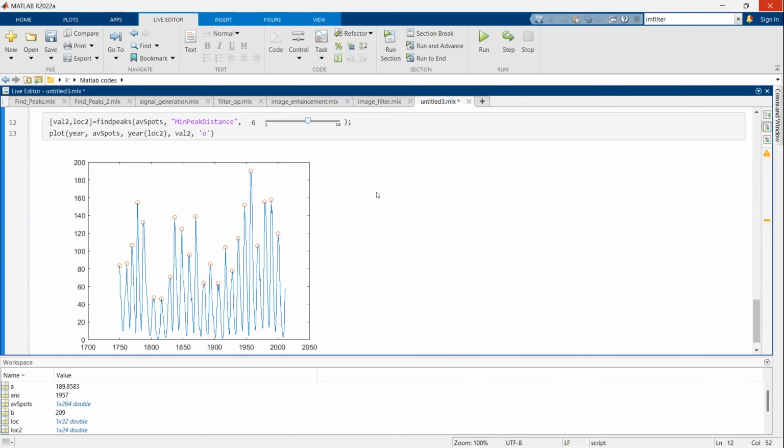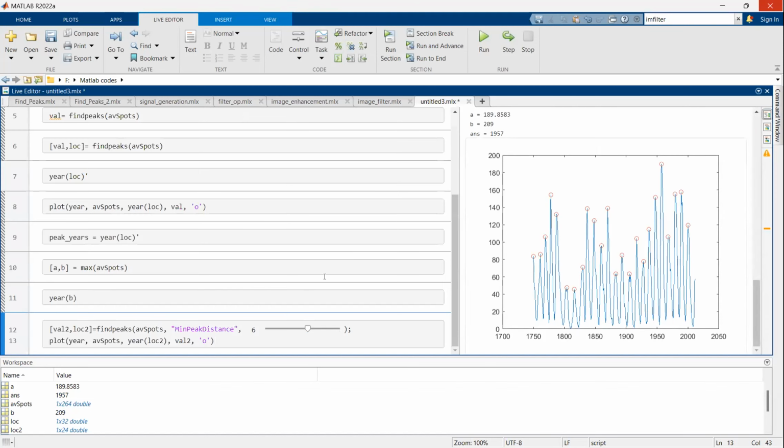It can be different for the signal you are given, but using this you can get a good estimation. It may not be perfect. It doesn't have to be perfect, but it can give you good output compared to the general scenario. So now you can see this variable value 2. This value 2 is locating your peak spots for this scenario.